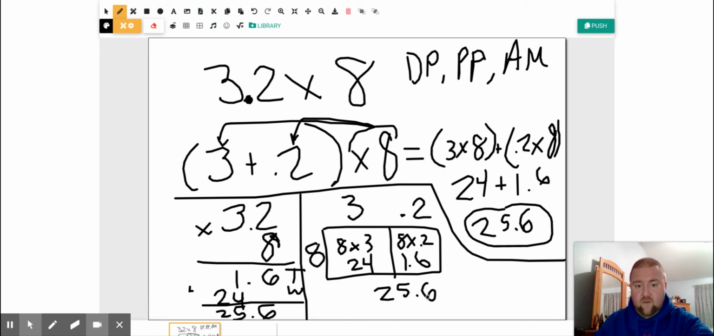So it's just 3 different ways to show you when you're multiplying a decimal by a single digit whole number how you could do this: distributive property, partial products, and the area model.